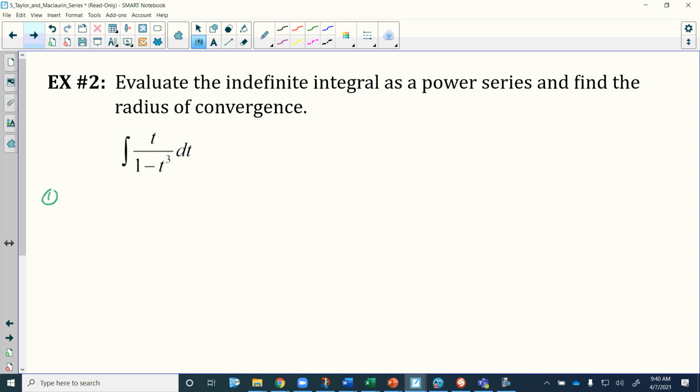The first thing that I'm going to do for a problem like this is factor the t out of the numerator. Okay? And the reason why I want to factor the t out of the numerator is what I know, something that's about as simple as it gets. If I look at 1 over 1 minus x as a power series, that is just the sum of x to the power of n.